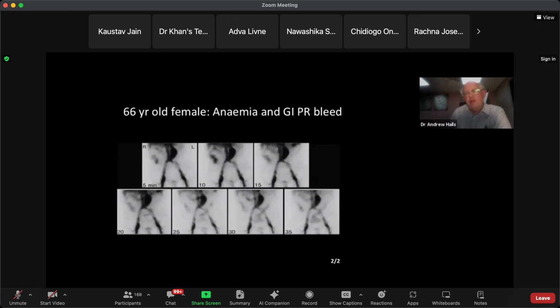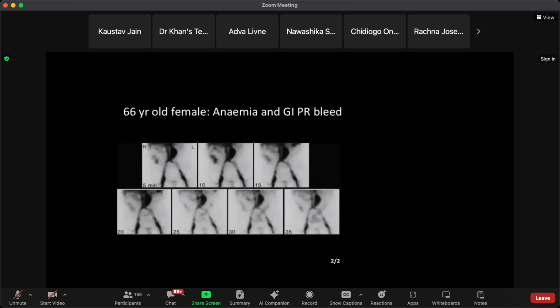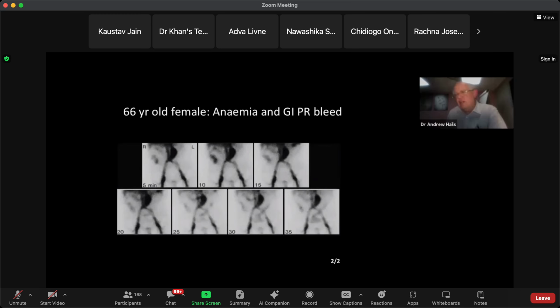So why might you do this? When a bleed isn't brisk enough to identify with contrast extravasation? Yes, I think that's right, because this shows up when there's 0.2 mils per minute, whereas on CT you need 0.3 mils per minute of bleeding. On an angiogram, you need 0.5 mils per minute. So yes, it's more sensitive.